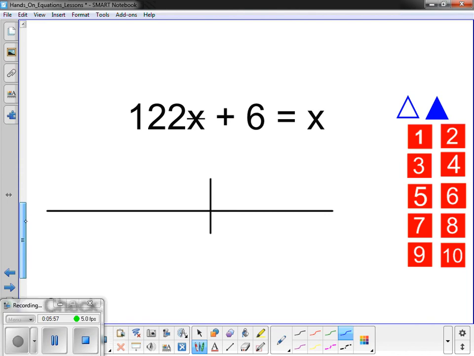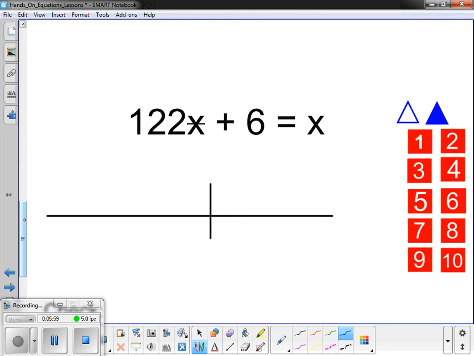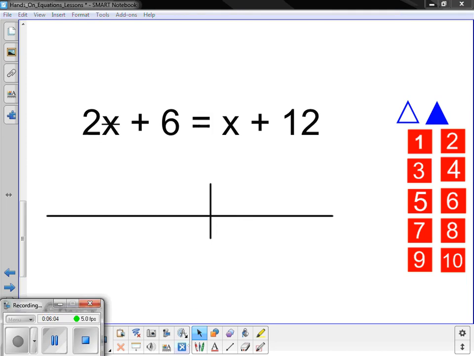Whoa! I got to mess up on this one. Hold on just a second while I fix it. Am I back? There we go. I'm back. Okay, I fixed that problem.